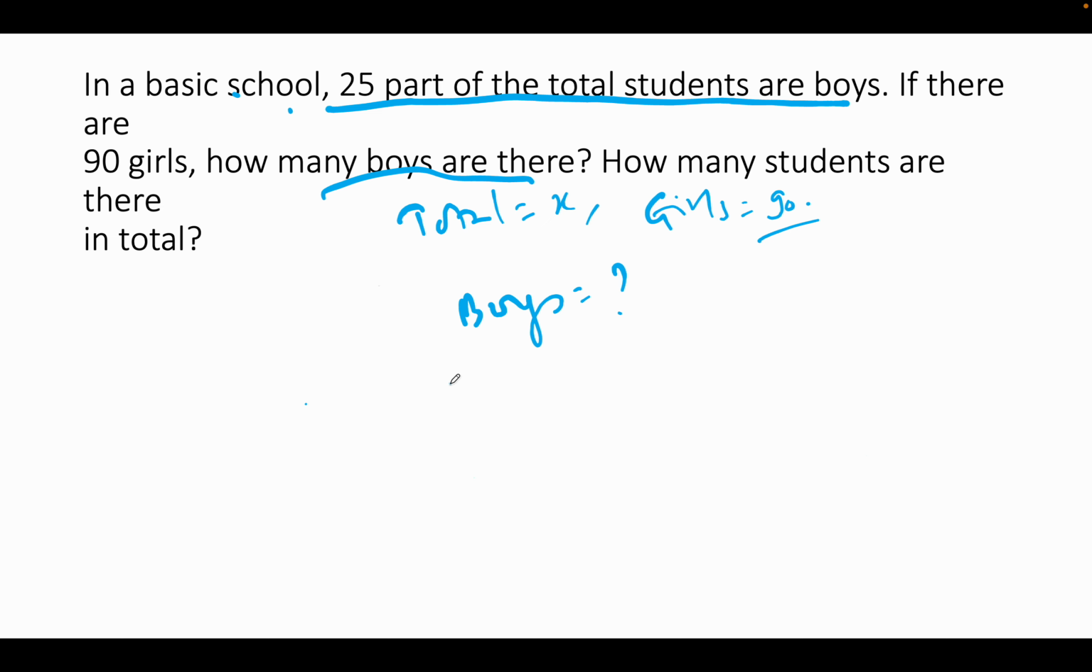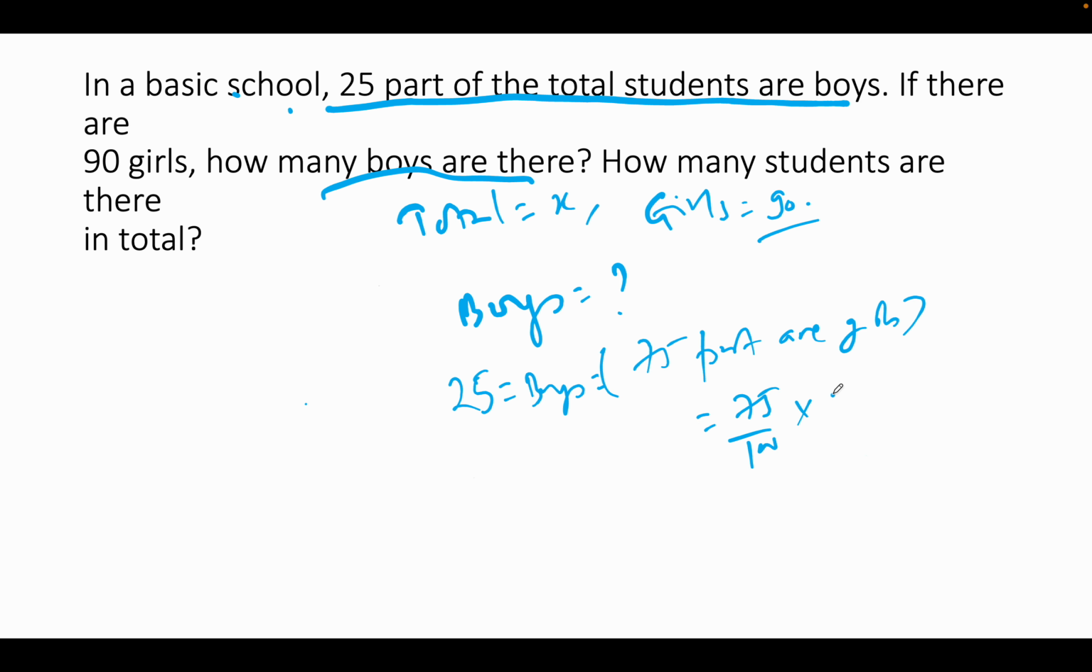25 percent are boys, which means 75 percent are girls. So 75% of the total x is equal to 90, because we have been given that there are 90 girls. Now simplifying, 15 fives and this is 6, so x is equal to, and this also cancels, 20.